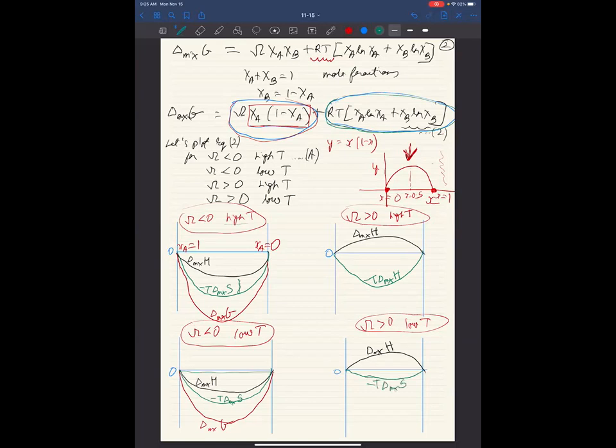Now let's try to sum up both curves and get the final curve. In order to get delta mixing G, I have to sum this black curve with this green curve and get both of them. In the top one, the green curve is very, very negative, okay? It's so negative that it really beats this one.